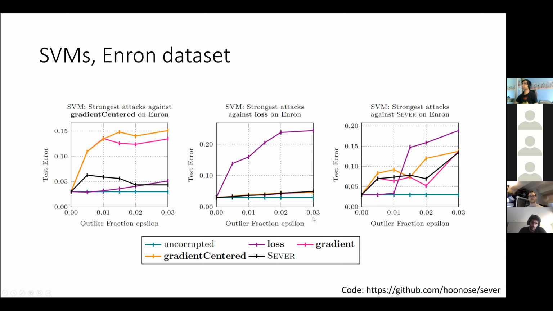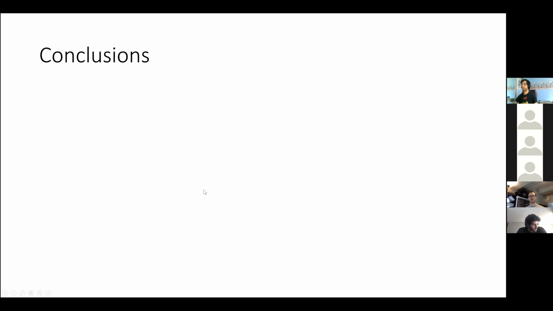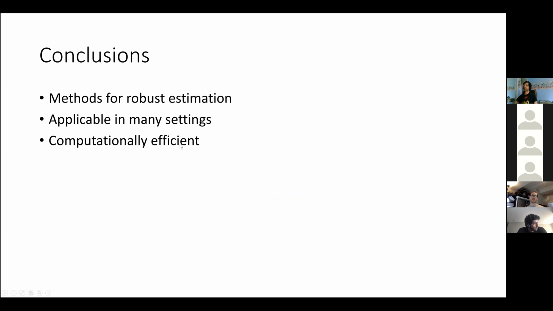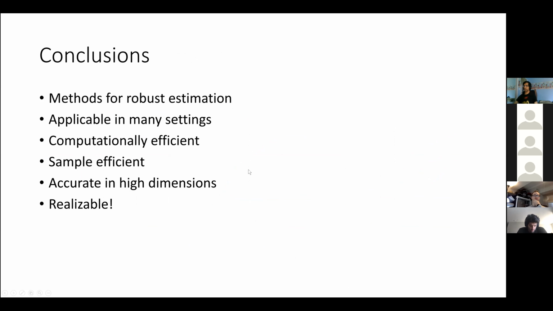With that, I'll mention some conclusions. We provided some methods for robust estimation, which are applicable in many settings. We gave the first computationally efficient algorithms for this setting. They're sample efficient, accurate in high dimensions, and, promisingly, realizable in the sense that we could implement them and they actually seem to give promising results. But there's still a lot to explore.